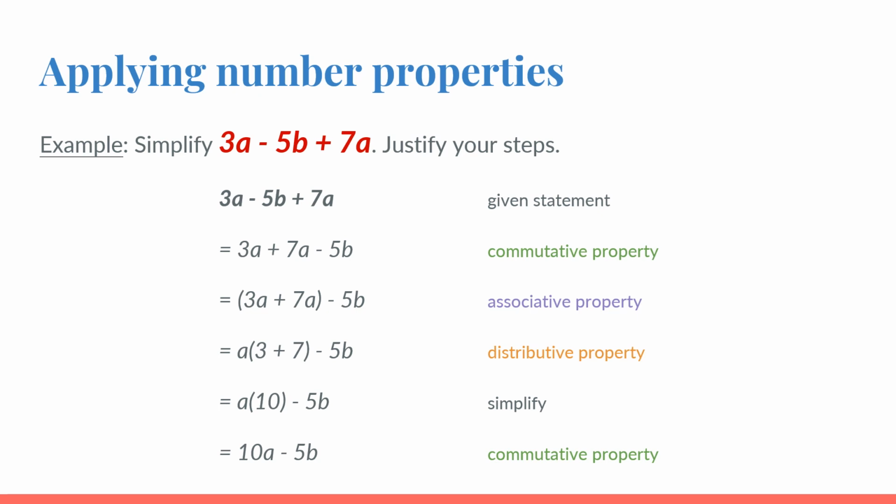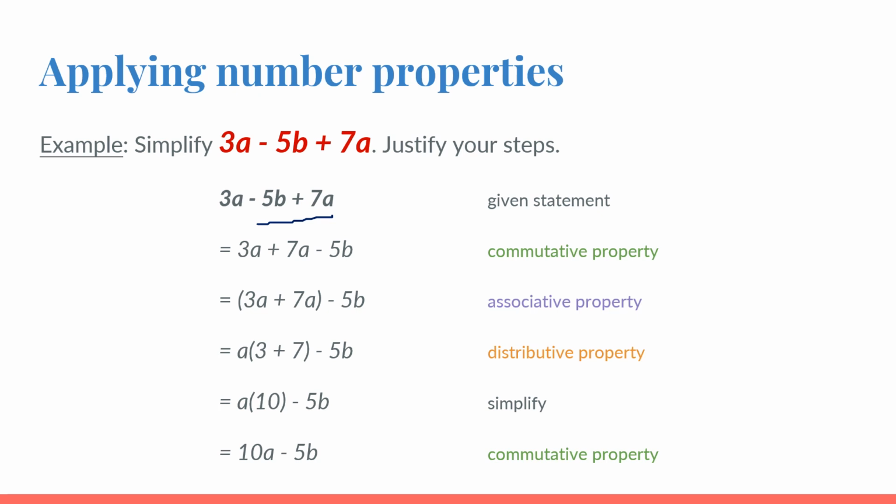Let's apply number properties, or the three properties that we've mentioned earlier, in simplifying this algebraic expression. So we have 3a minus 5b plus 7a. So that is the given statement. Applying the commutative property, we can change the position of the two terms on the right to get 3a plus 7a minus 5b. So basically, we are just rearranging the terms, and this one is still equivalent to the given terms.